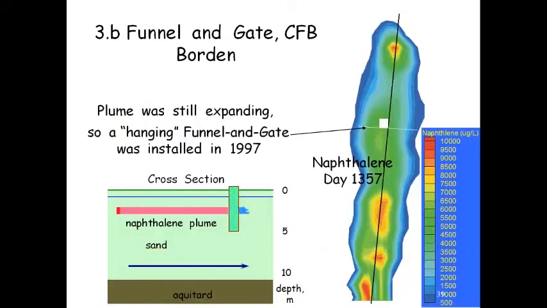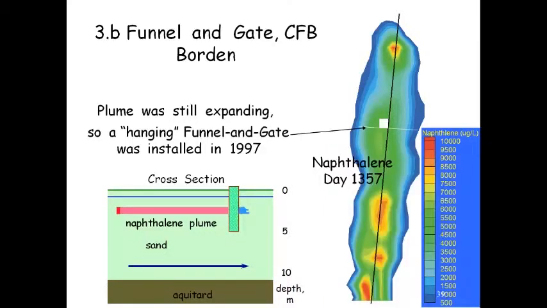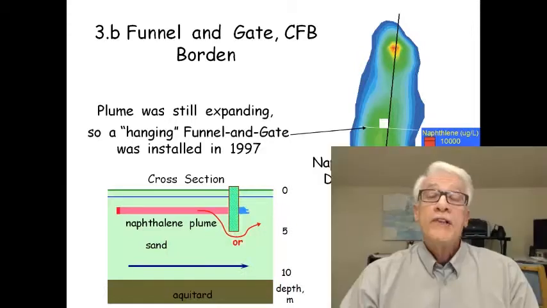So, we decided it was a good place to put a funnel and gate, and that's what we did. At this time, in about 1997, hanging funnel and gates were unusual. In fact, I don't think there were any. Normally, the funnel and gate systems were keyed into the lower aquitard. The idea was to stop plumes from being able to dive under the treatment system. We decided that that was potentially a waste of resources, building a deeper funnel and gate than was required.